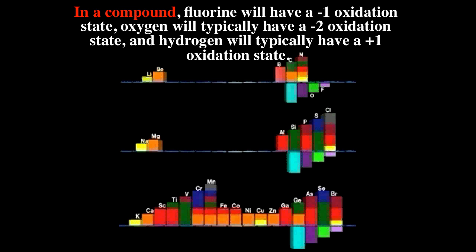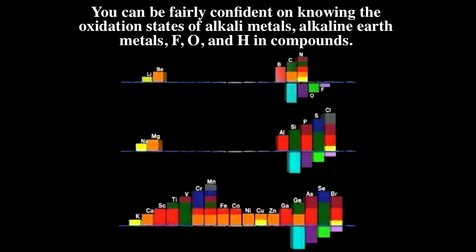In a compound, fluorine will be a -1, except for F2, where it will be 0. In a compound, oxygen will typically have a -2 oxidation state, except if it's bound to fluorine, and then it will have a positive oxidation state. But typically, oxygen will be -2 in a compound. Hydrogen will typically be a +1 oxidation state in a compound. Now again, in F2, both fluorines will be 0. In O2, both oxygens will be 0. In H2, both hydrogens will be 0. And so you can be fairly confident in knowing the oxidation states of the alkali metals, alkaline earths, fluorine, oxygen, and hydrogen.